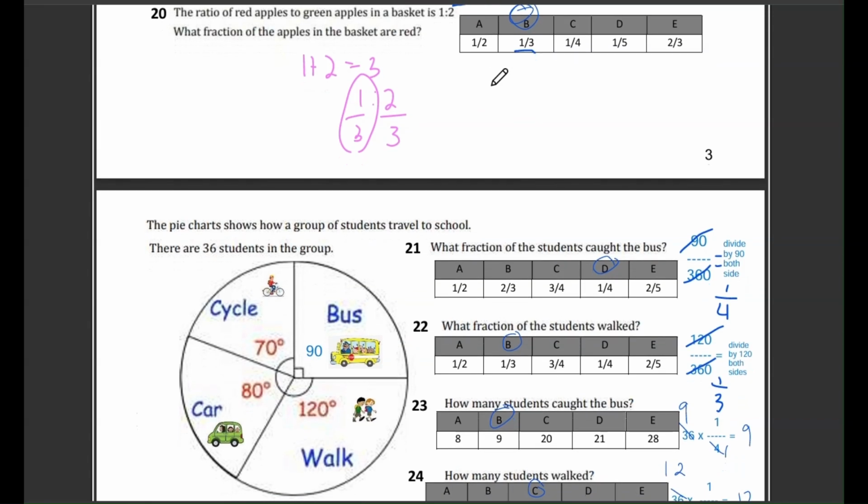If the ratio is 1 part red to 2 parts green, that means there are a total of 3 parts. Since we have 1 part red out of 3 total, the answer is 1/3.